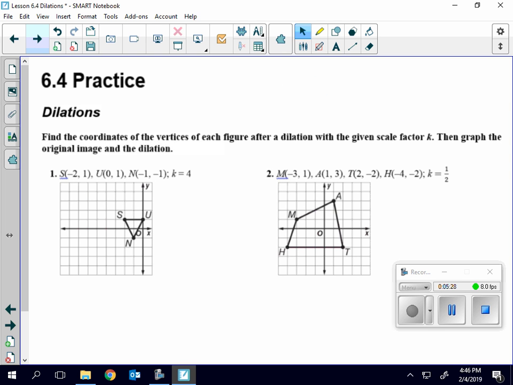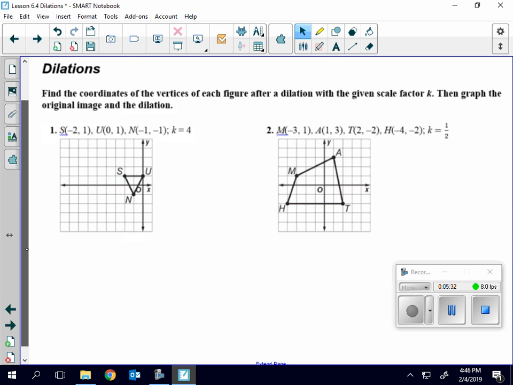All right, 6.4 practice. This is in your packet. Let's do this right now, please. We are on the very last page, and it says to find the coordinates of the vertices of each figure after a dilation with the given scale factor k. Then graph the original image and the dilation. Well, the original is already there.